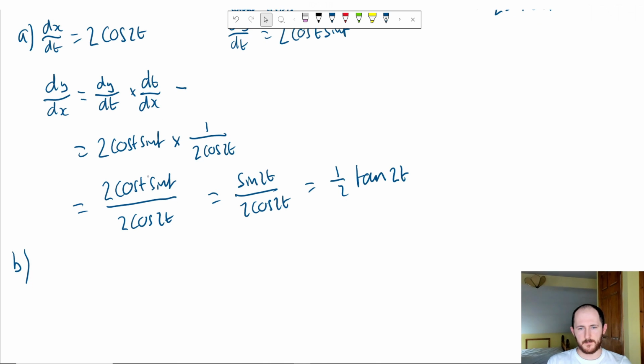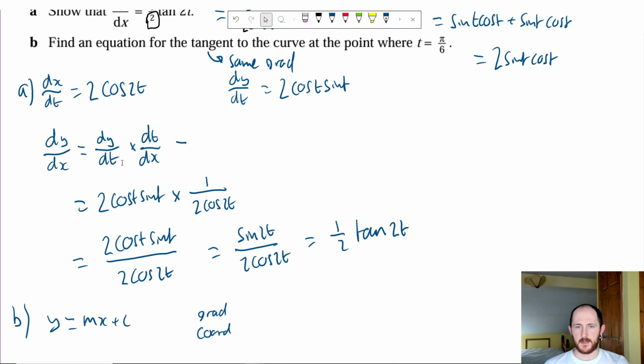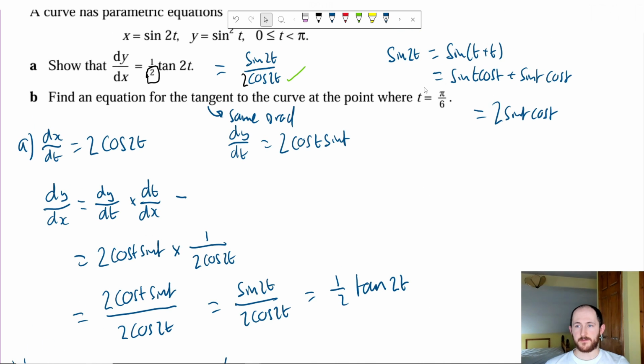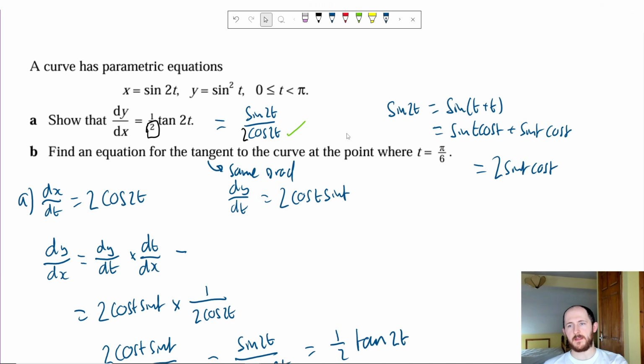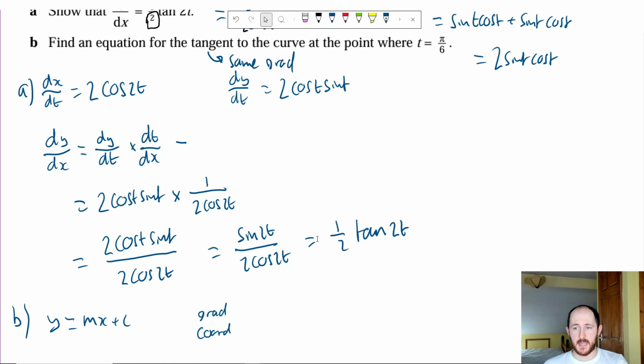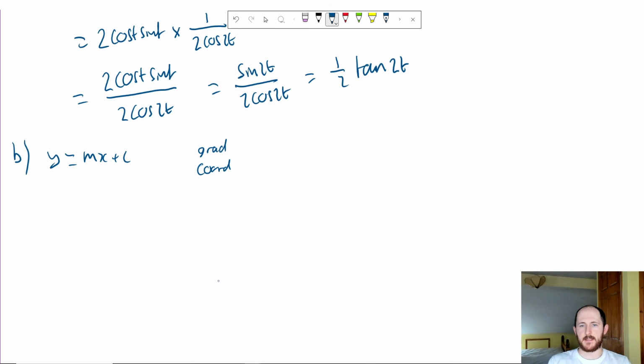You need y equals mx plus c. You need a gradient, and you need a coordinate. And we actually get given everything we need. We have the equation for the gradient, and we have the parameter that we can sub in to find the coordinates, because we can say x equals sine 2 times pi over 6, y equals sine squared pi over 6, get our coordinate, and we can sub that into dy by dx in order to get the gradient.